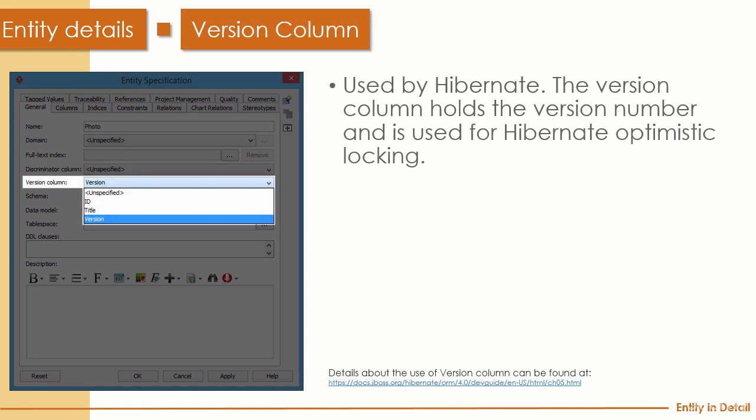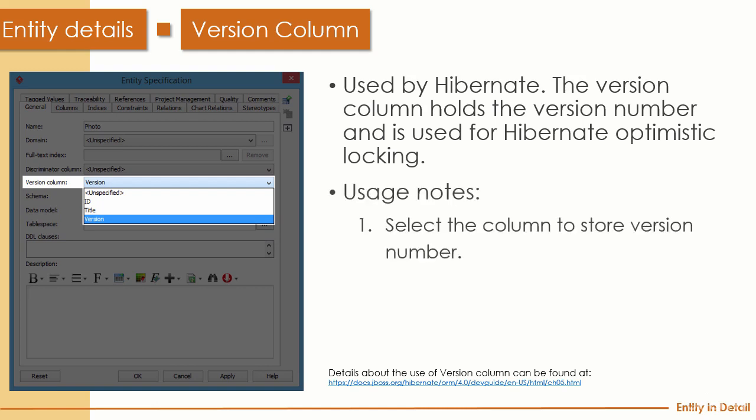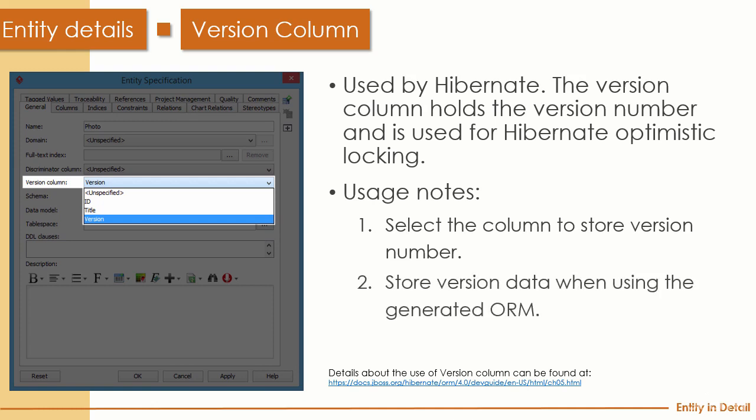Version column. The version column is also used exclusively for Hibernate. It is used to hold the version number. It is a number value for Hibernate to do the locking. If you load it up in different threads and you write it, to avoid overwriting each other, it is used for the locking. And the usage is simple. You just select the column to store the version number, and then store the version data when generating the ORM. And again, Hibernate will help you to do this.